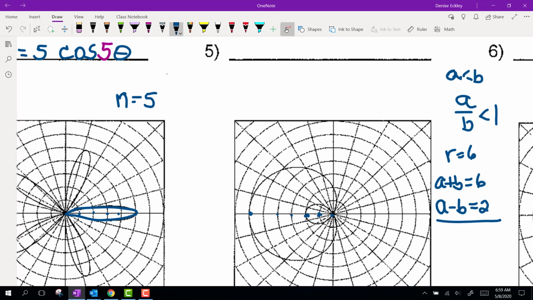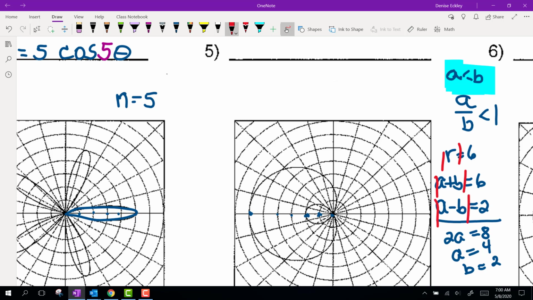I'm going to add these together, and I get 2A equals 8. So A equals 4, and that would make B equal 2, except for one thing. Remember, A has to be less than B. And here's where this gets a little tricky: remember that when we do these, the absolute value of r is our max. So we could switch these around.